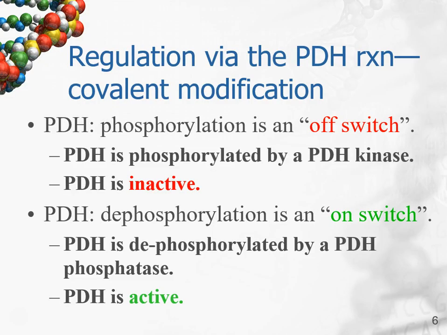So there's the allosteric regulation that I just showed you, but the pyruvate dehydrogenase complex is also regulated by covalent modification or phosphorylation. So in this case, phosphorylation is an off switch. So there is a kinase, remember kinases, they catalyze phosphorylation reactions using ATP as a phosphate donor. So if we phosphorylate the complex, then the complex is inactive. A specific phosphatase, a PDH phosphatase, will dephosphorylate the complex, and that is an on switch because removing the phosphate will activate the pyruvate dehydrogenase complex.